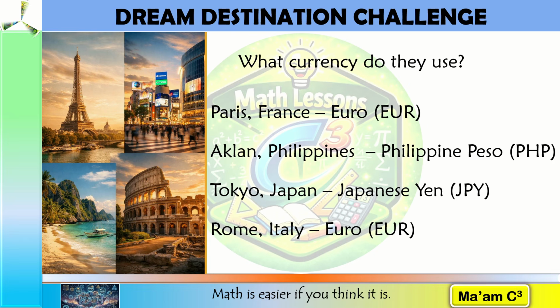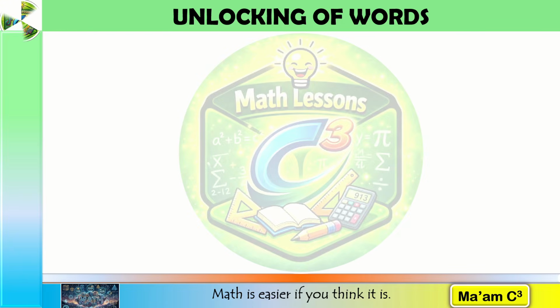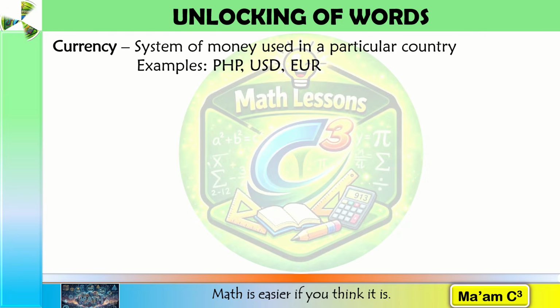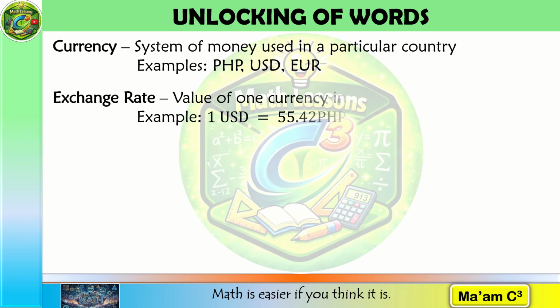To master currency problems, we need to unlock four key terms. First is currency. It refers to the system of money used in a particular country. For example, here in the Philippines, we use the Philippine peso or PHP. Other examples are USD for the United States dollar and EUR for the euro. Next is the exchange rate. The exchange rate tells us the value of one currency in terms of another currency. For example, if we have the exchange rate 1 US dollar is equal to 55.42 Philippine pesos, this tells us how many pesos are equivalent to 1 US dollar.